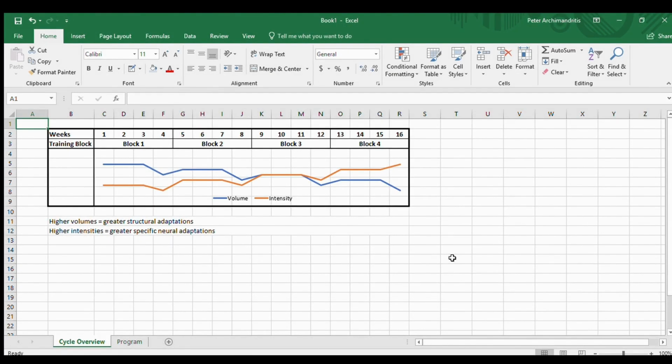I'd just like to point out that this is just one example of how we can write a strength program. There are many ways to do it. But what's important is to have those principles in place. So reducing the volume gradually, starting with higher volumes and reducing that, and slowly increasing the intensity over time until that peaks at a specific time that we need to be peaked for.